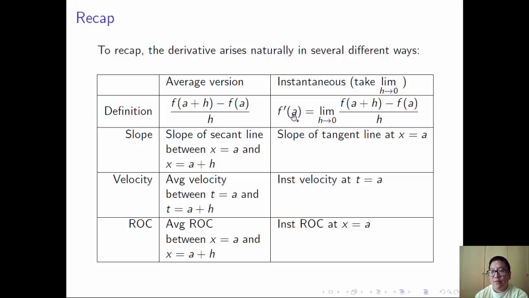So again, f prime of a is the slope of the tangent line at x equals a. It's the instantaneous velocity at time a, or more generally, the instantaneous rate of change at x equals a.